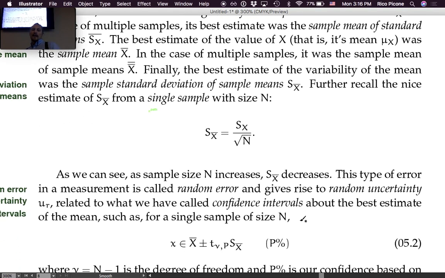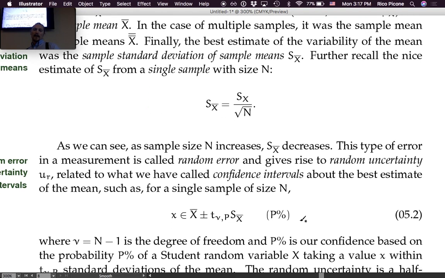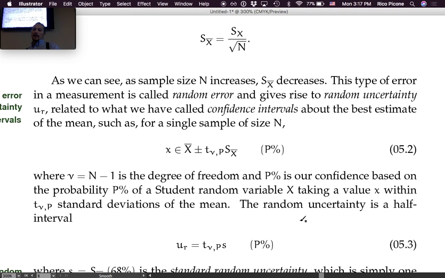As we can see, as sample size increases, the standard deviation of the means decreases. This type of error in a measurement is called random error and gives rise to random uncertainty, U_R, related to what we have called confidence intervals about the best estimate of the mean, such as for a single sample of size n, x is an element of the interval centered about x bar, the sample mean. It's t standard deviations of the mean, plus or minus, with p% confidence.